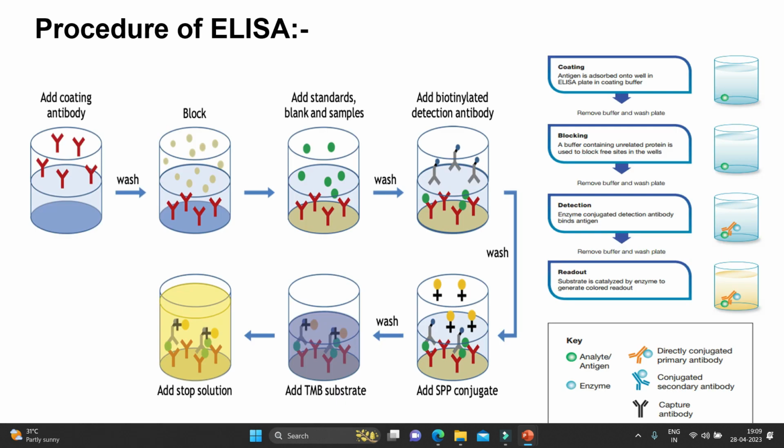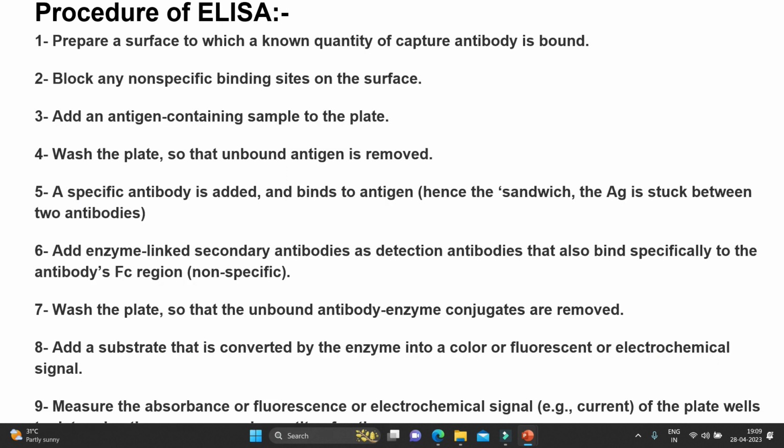The secondary antibody specific to the primary antibody is added, which is usually conjugated with an enzyme. The free enzyme-linked secondary antibodies are removed by washing the plate. Finally, the substrate is added. The substrate is converted by the enzyme to form a colored product, which can be measured by the spectrophotometer. Next slide, sir. Next slide. Next slide, sir.